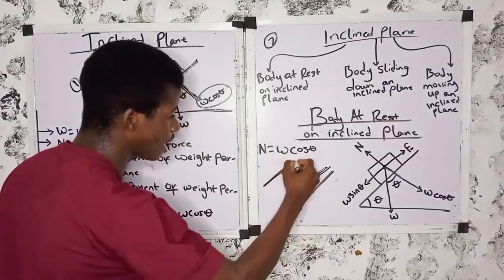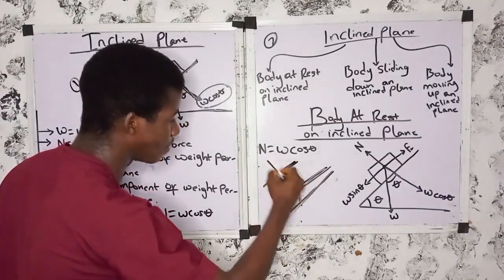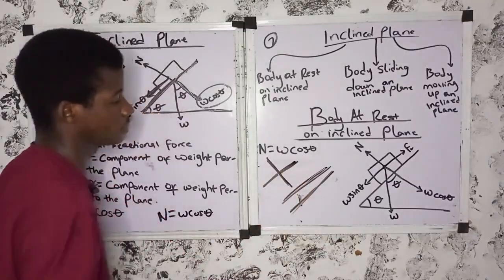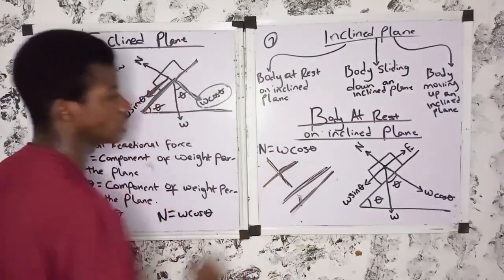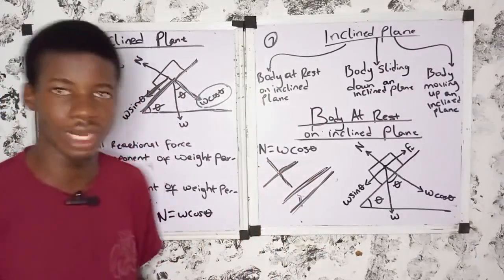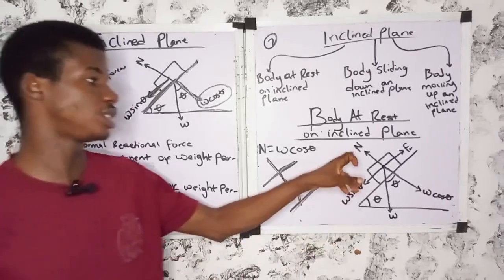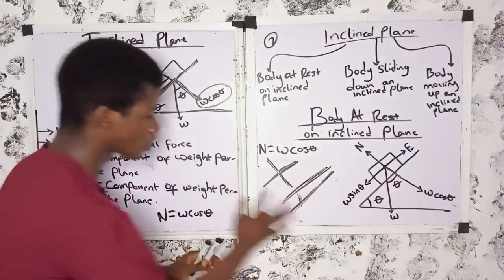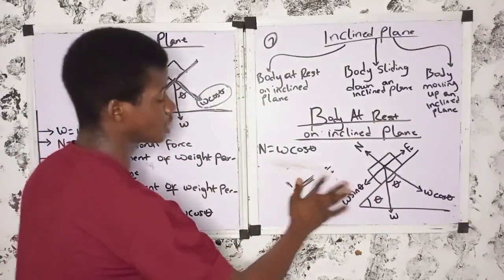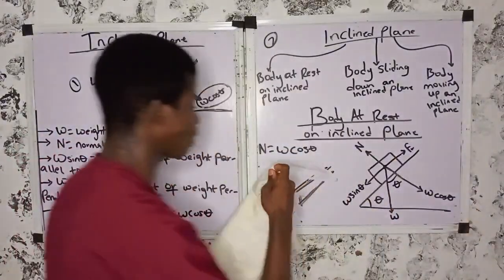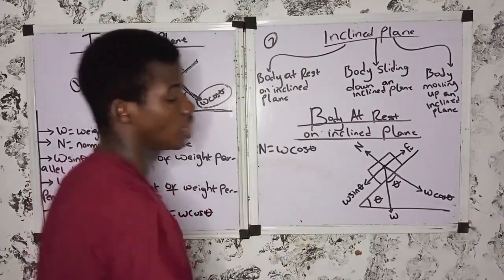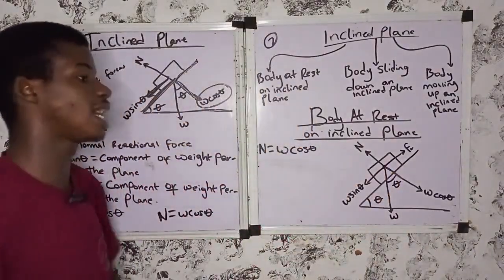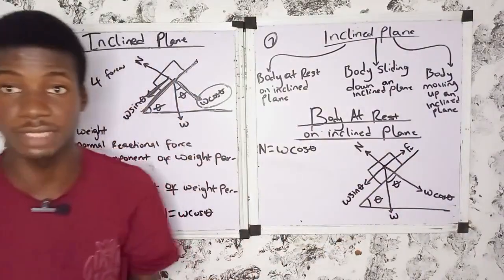Now this is the plane, right? And what about the forces that are acting perpendicular to the plane? There are two, which are the normal reactional force and W cos theta, right? So we know that the normal reactional force equals W cos theta. And there are two forces acting parallel to the plane.